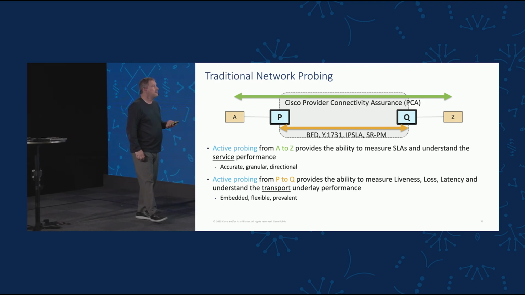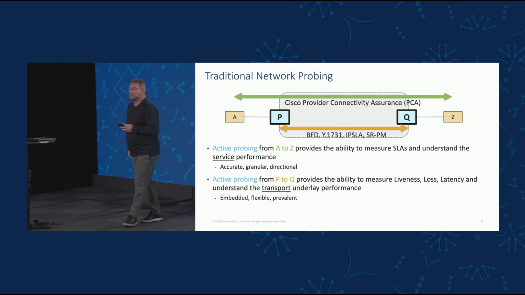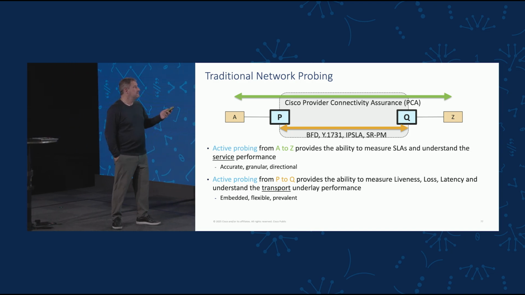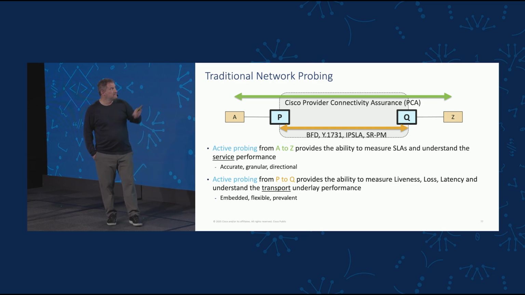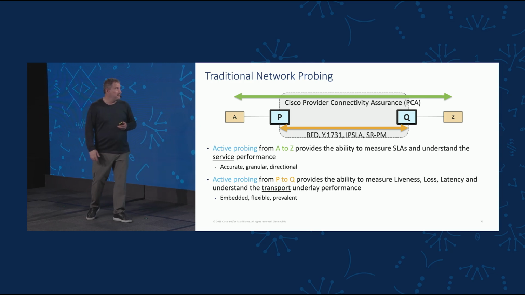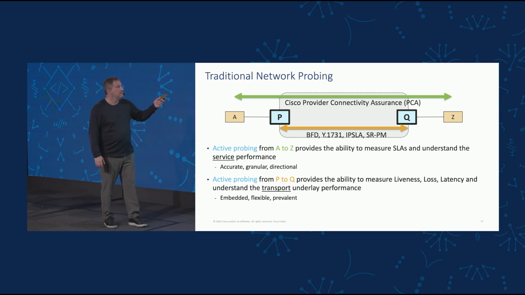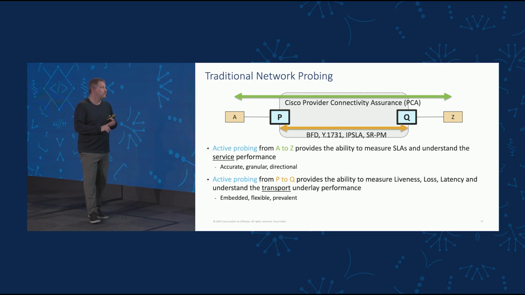Traditional network probing is either between A to Z to monitor service. For instance, an active probing from A to Z will provide the ability to measure a bunch of SLAs. With Cisco Provider Connectivity Assurance, PCA, we can measure 50 plus KPIs, and it helps you understand the service performance. It's accurate, it's granular, and it's directional.